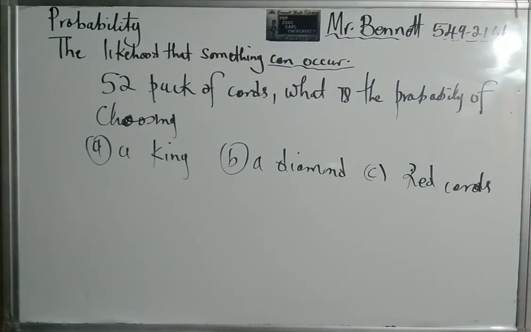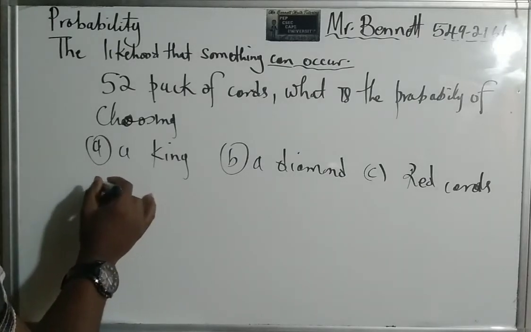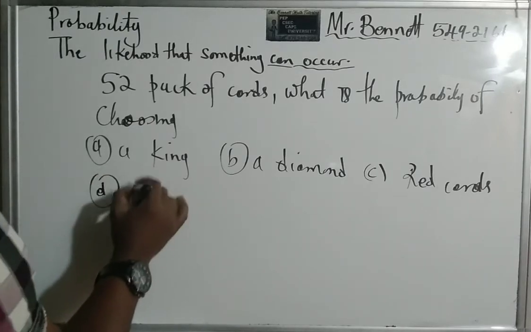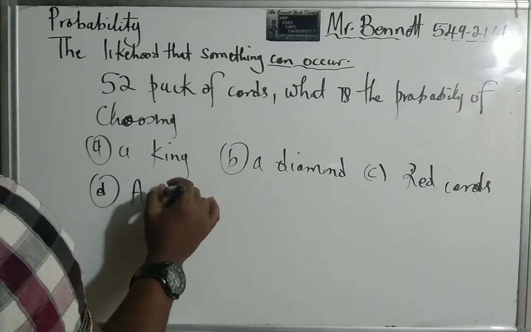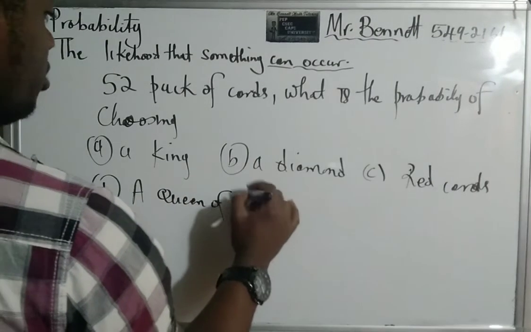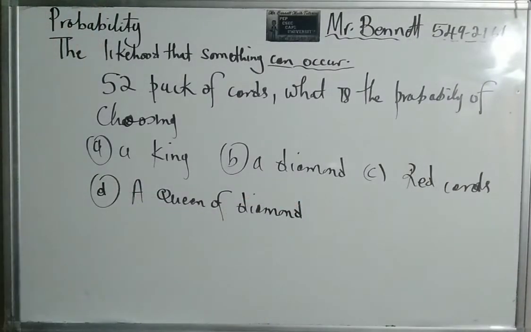Now a king, only 4 kings are in a... Oh, let me just extend it some more to D, a queen of diamond. Because I want you guys to get the full understanding of this. Alright, so A, let us look at choosing a king.